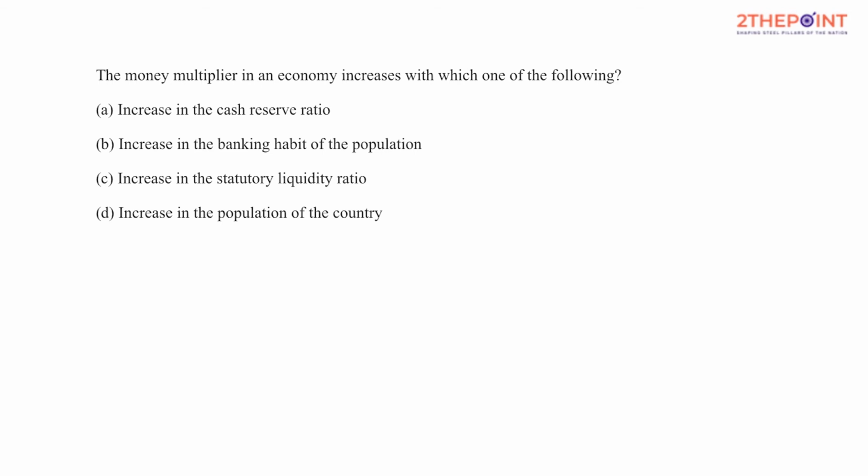The money multiplier in an economy increases with which of the following? Money multiplier is nothing but a reserve ratio, isn't it? So the higher the reserve ratio, the lesser the money multiplier; the lesser the reserve ratio, the higher the money multiplier. So what do you think? The money multiplier in an economy increases with which one of the following? Increase in banking habits of people.